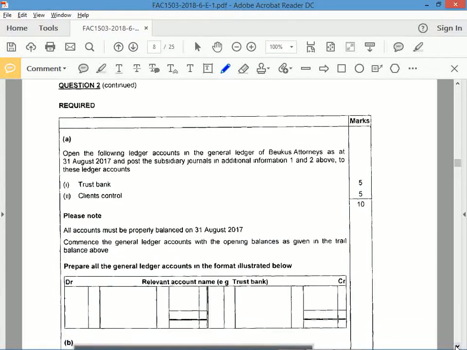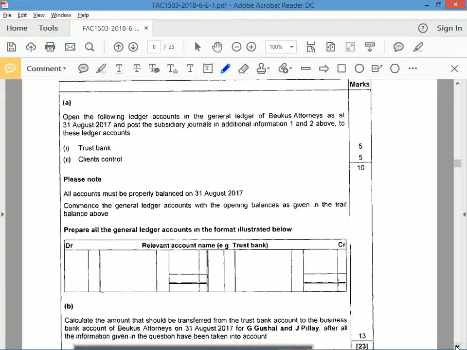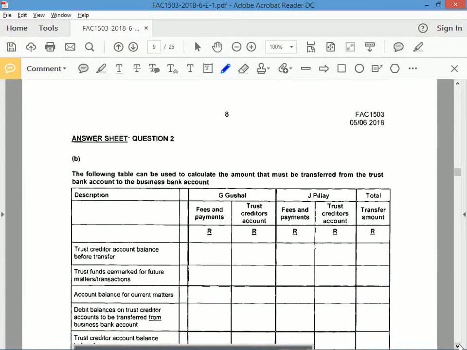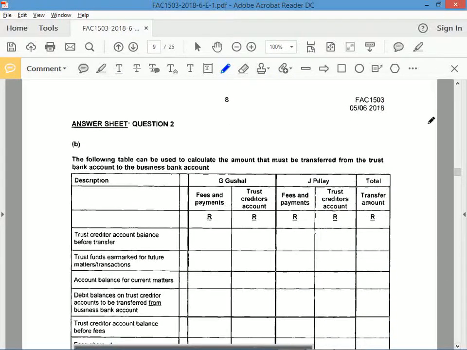What is the required asking you for? Open the following ledger accounts in the general ledger. I like the general ledger, so for me, I would choose this, if you were given an option. You guys said that sometimes they say you can use the one or the other, right? Was this a choice or not?